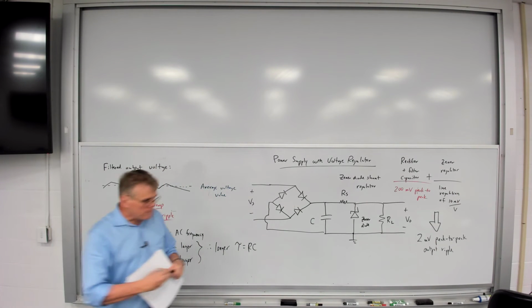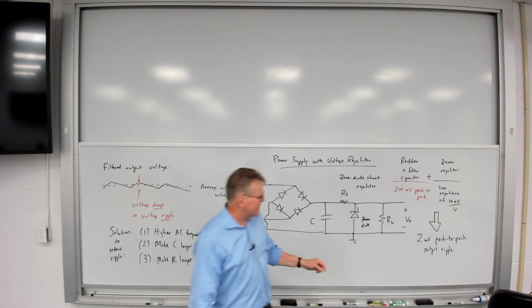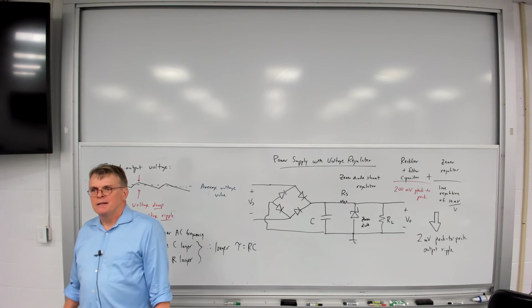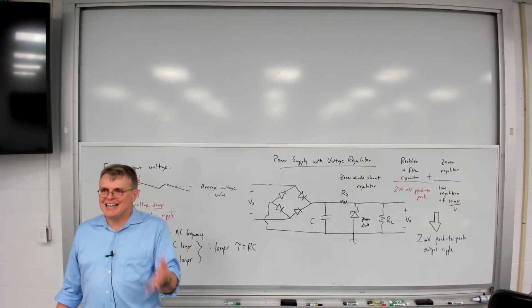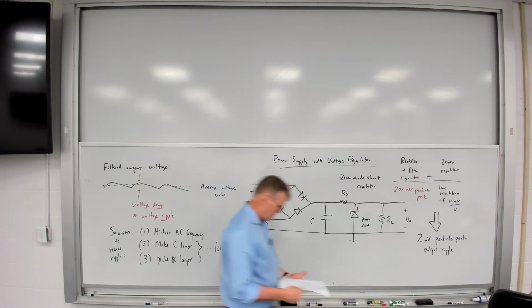And so when we're doing power supply design, one of the things people will specify is, what is the maximum amount of output ripple allowed? And then they will specify that, so you've got to design the power supply to stay within those limits. Okay?